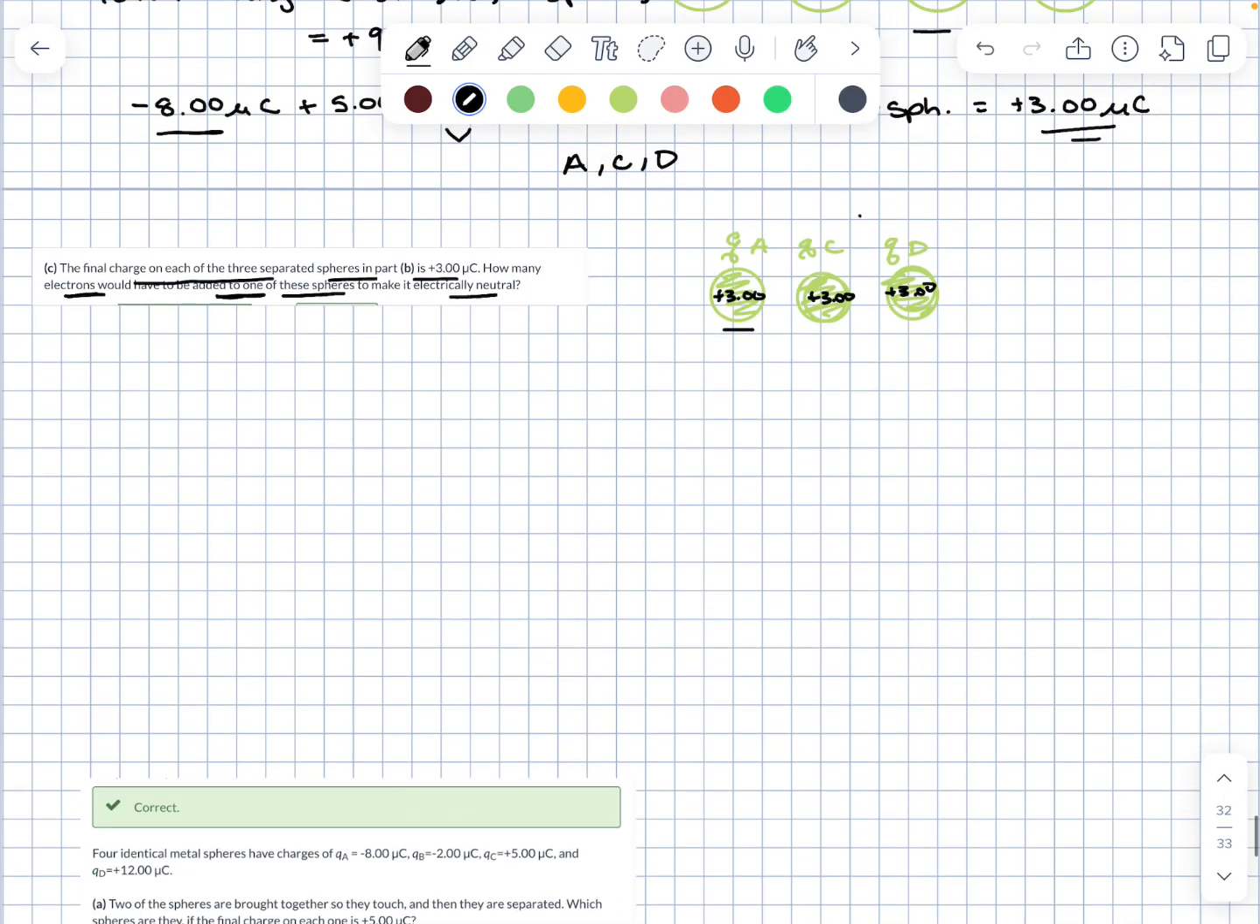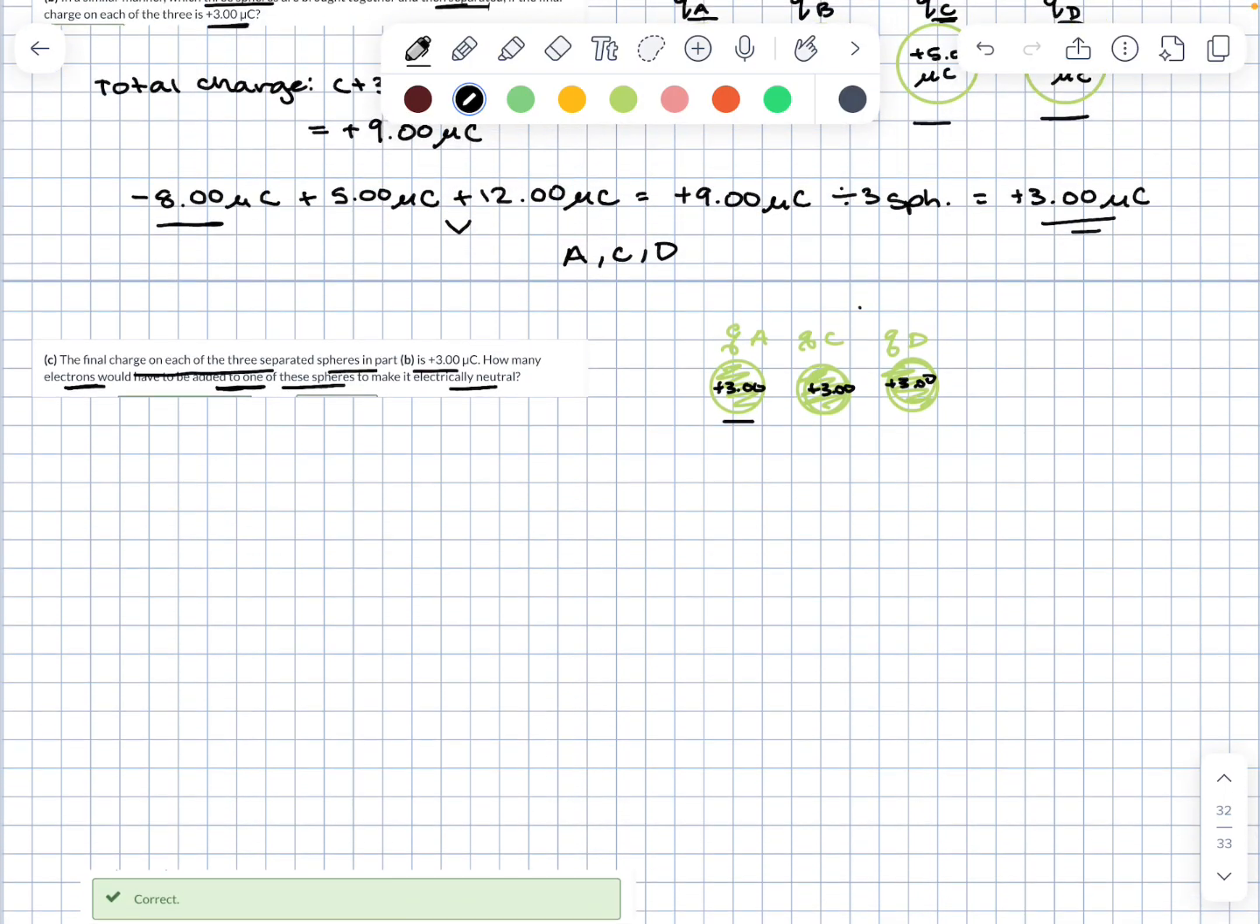And then going to our final problem, the final charge on each of the 3 separated spheres in part B is positive 3 microcoulombs. How many electrons would have to be added to one of these spheres to make it electrically neutral? So we know that our previous problem gave us the positive 3 microcoulombs. And what we do here is change them to coulombs just so that it's easier for us to go to the next step. As we remember, 1 microcoulomb is equal to 1 times 10 to the negative 6 coulombs. So we multiply by 1 times 10 to the negative 6, and that results in 3 times 10 to the negative 6 coulombs.